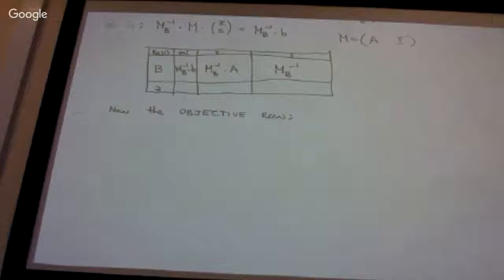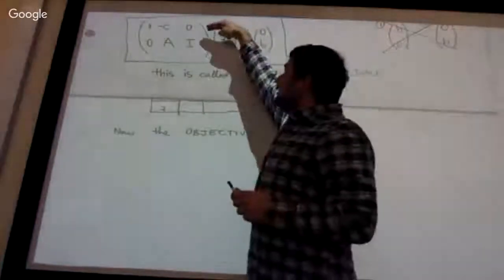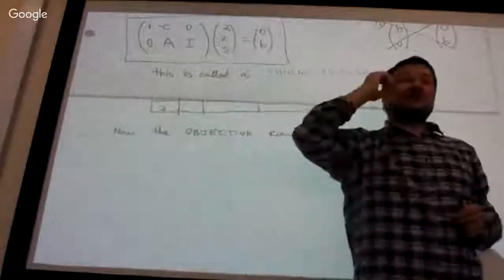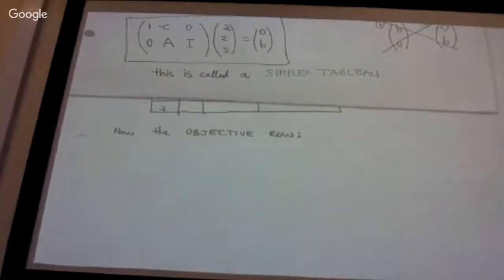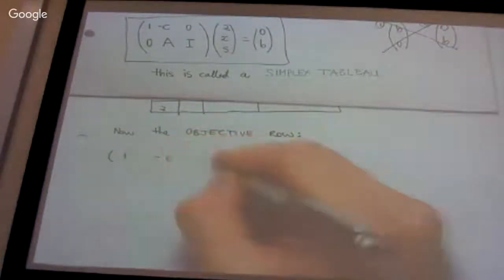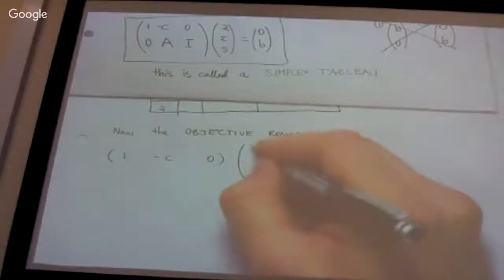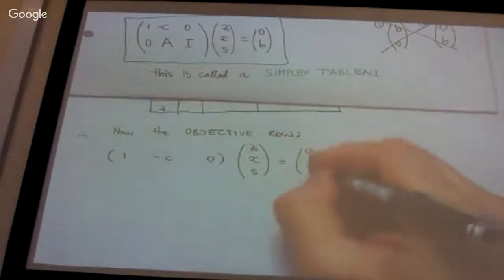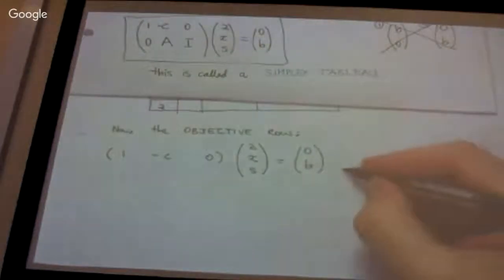So recall from 2 weeks ago, we said the original simplex tableau looks like this, except we were used to writing this row at the bottom. So we have 0 in the table. But what corresponds to the objective row is that we have this 1, minus c, 0, and we multiply it by Z, x, s, and we get 0 and b. Yeah, that was the initial objective row.